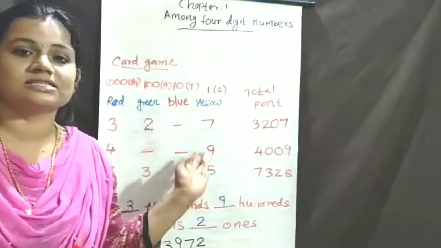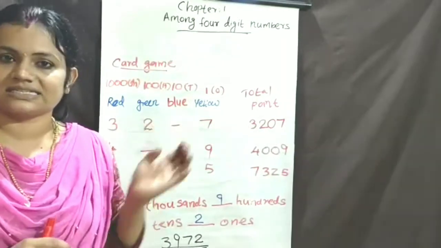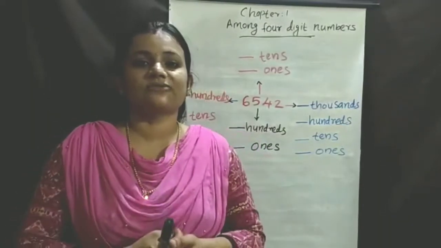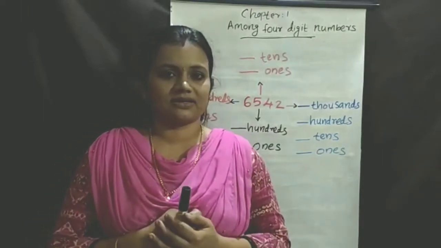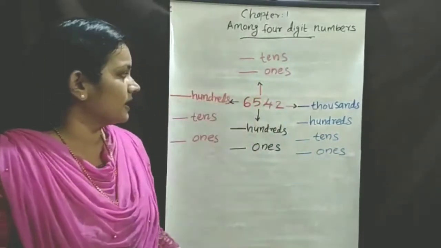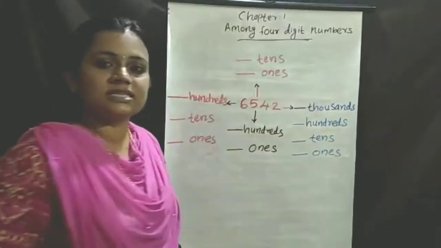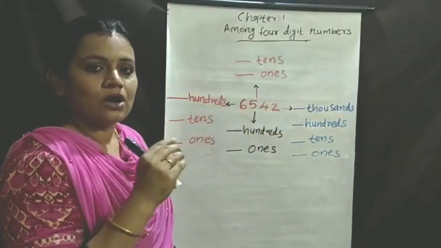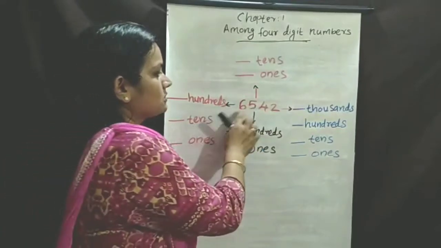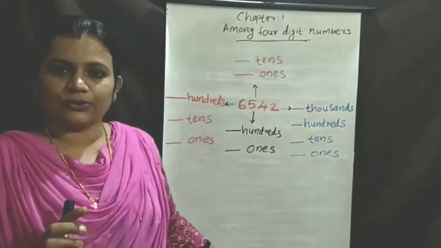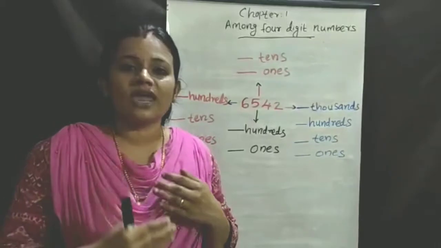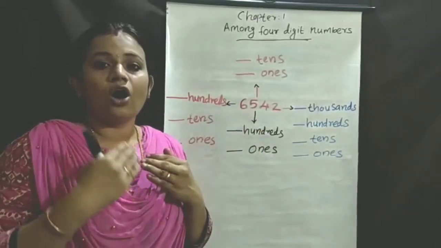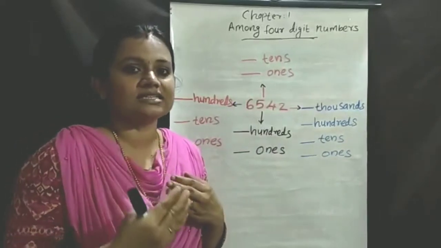Okay, any doubt about this? You can ask in our class time. Now we are discussing the place value of 4-digit numbers. Look here, a 4-digit number is given: 6,542. How to read this number? 6,542. In what all ways can we write this number?